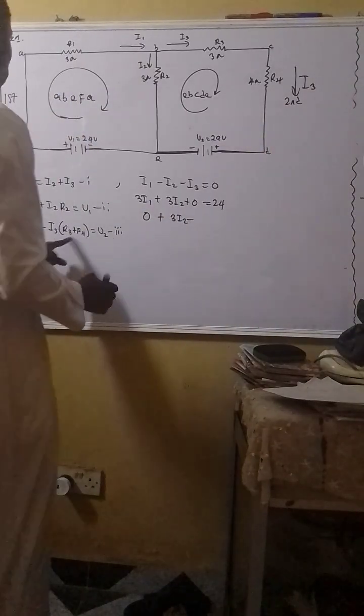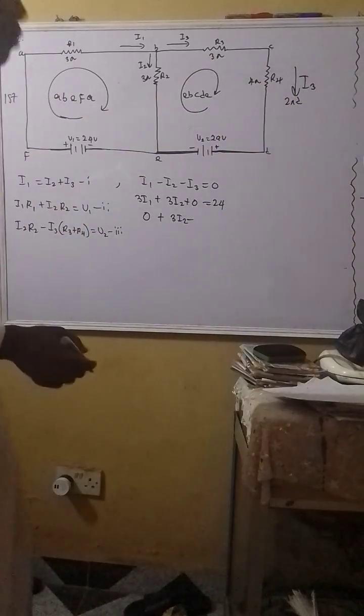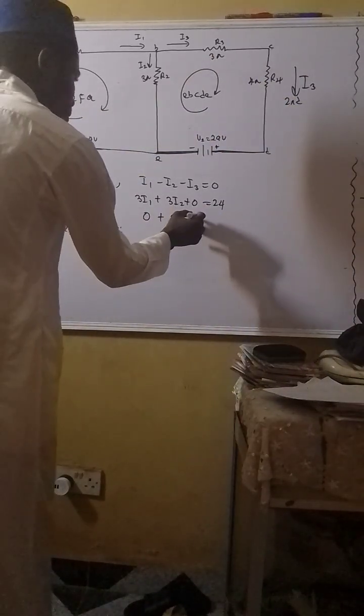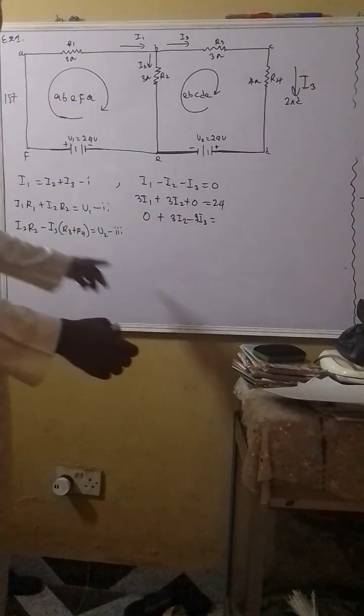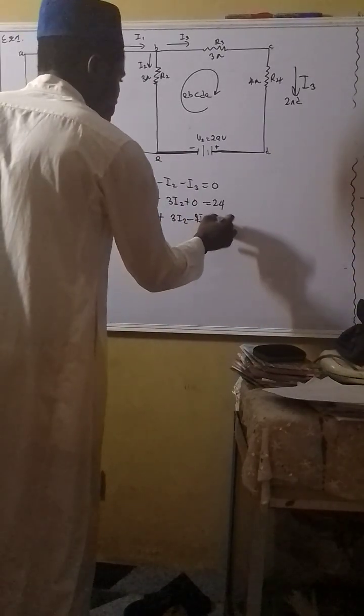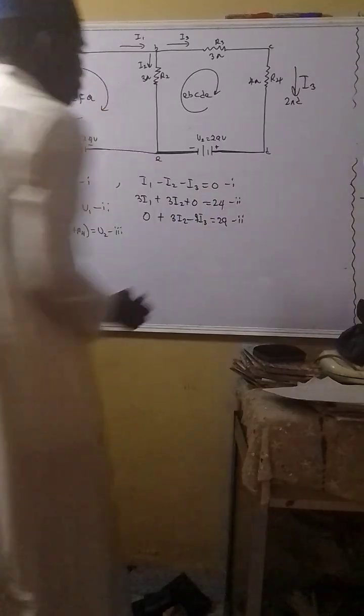I3. So R3 plus R4. What is our R3? 3 plus 4, that's 7. So that's minus 7 I3 equals to V2, which is 29. So that will be equals to 29. So equation 1, equation 2, equation 3.